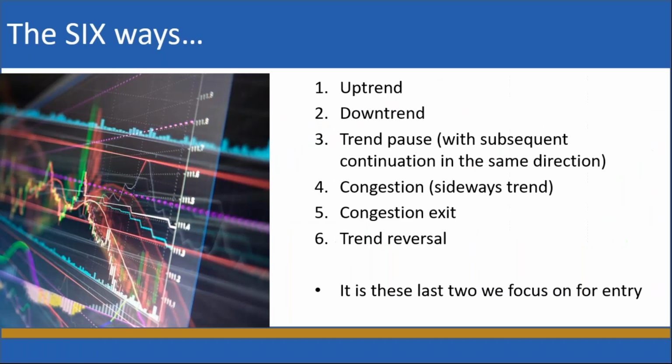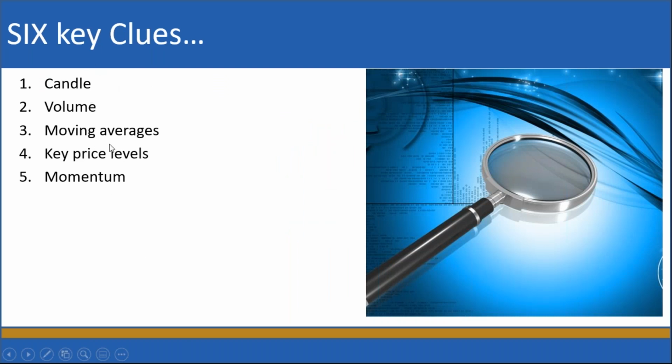Okay, so our aim, therefore, with our 6 ways, is to look at different clues. So our candle is clue number 1, volume clue number 2, moving averages, key price levels, momentum, and economic data, or corporate data if you're trading shares or share CFDs. We don't want to mess with economic data because when economic data is released, it's the time at which markets are most likely to move significantly. And I'll show you where to find that information in a moment.